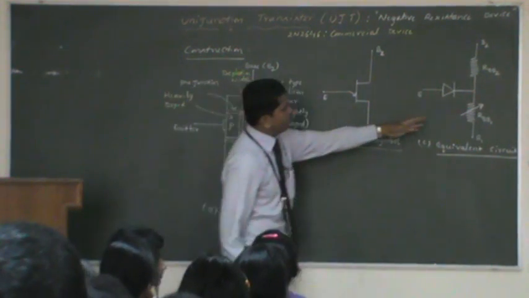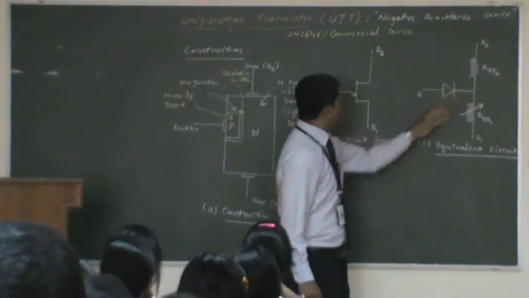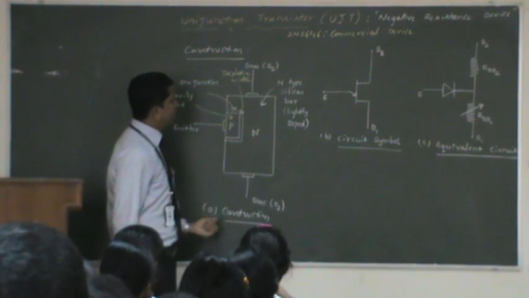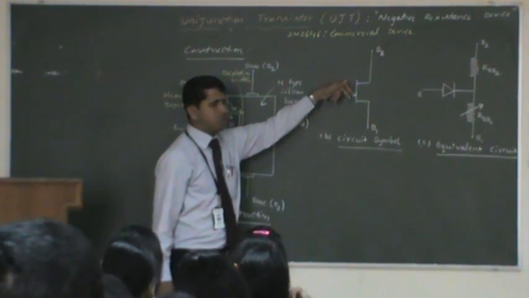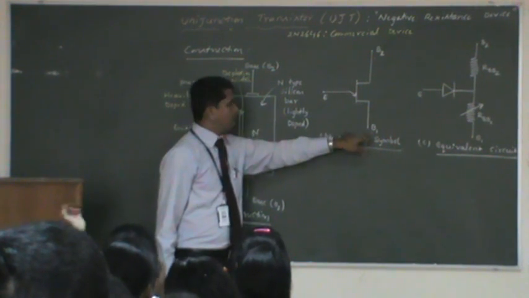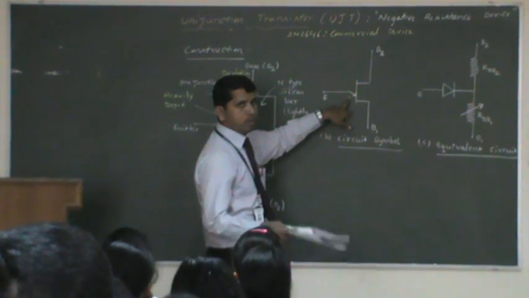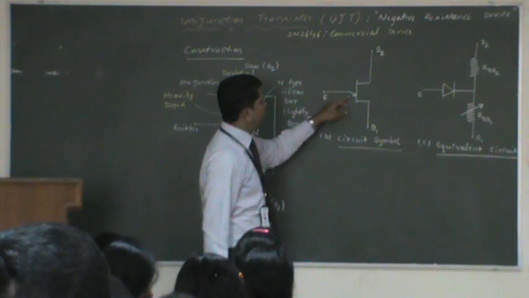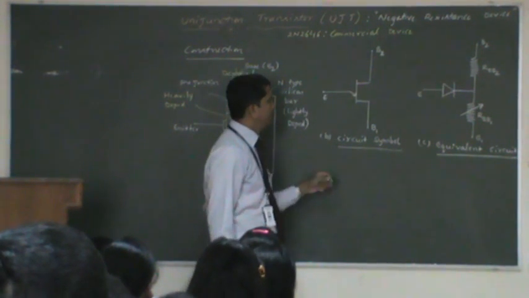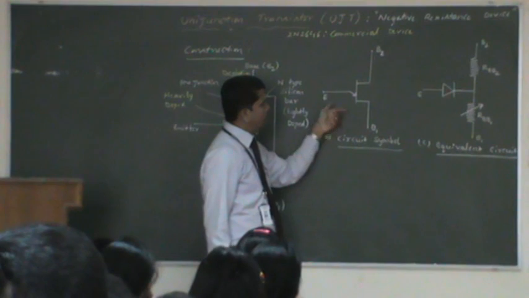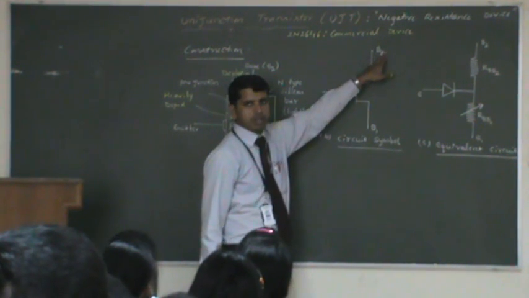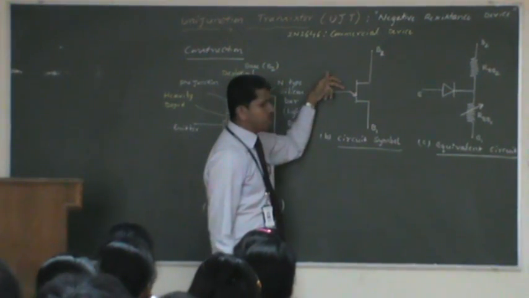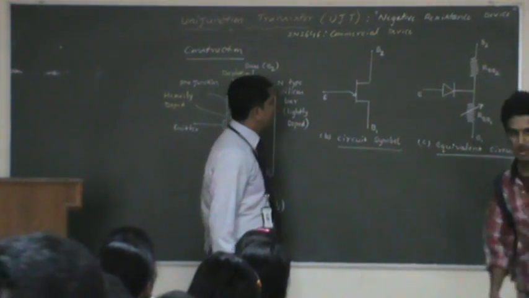If you look at the equivalent circuit, this is the equivalent circuit of this unijunction transistor. In the circuit symbol, which you can see here, the arrow mark is bent towards base B1. I will explain this when I go to the characteristics. Why has the arrow mark been bent towards base B1? Because normally current flows from the emitter to base B1. Current will not flow from the emitter to base B2. Due to that, the arrow mark has been bent towards base B1.